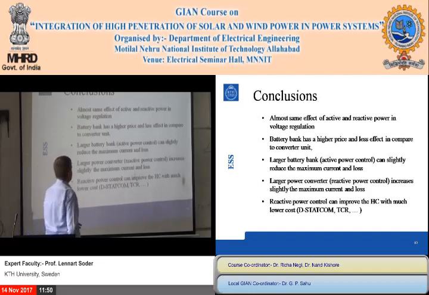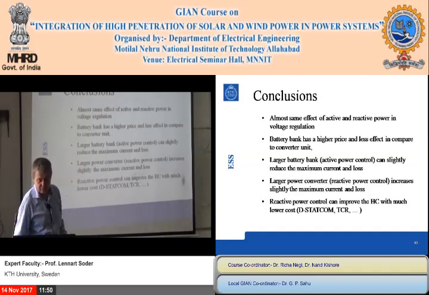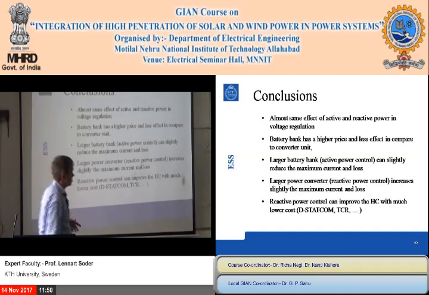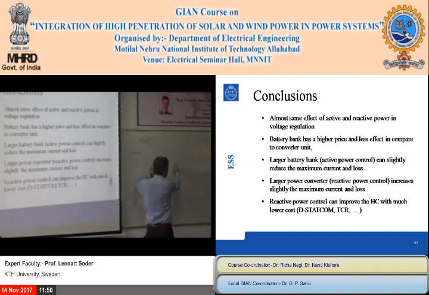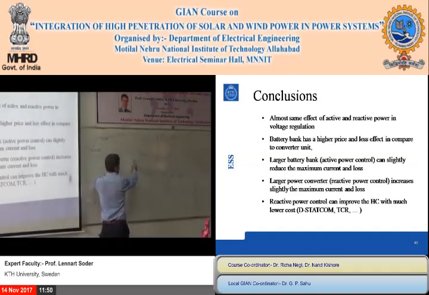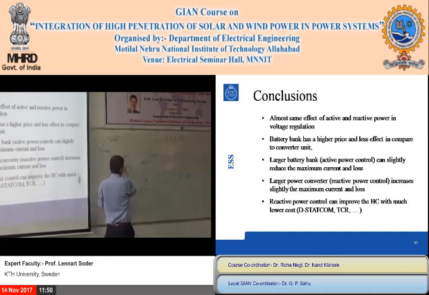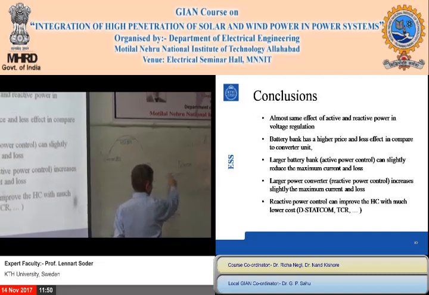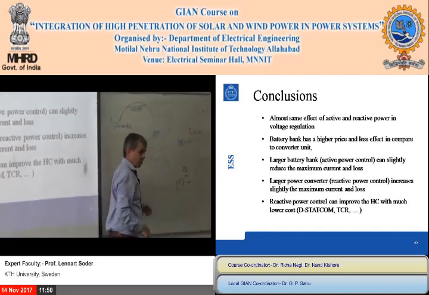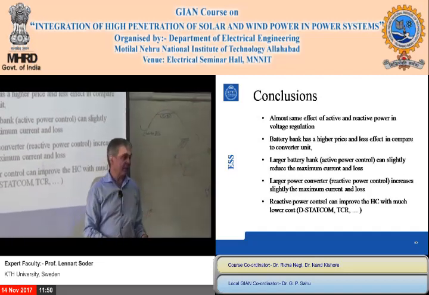A larger power converter increases slightly the maximum current and the loss. I didn't talk so much about this maximum current, but you have the battery out here, and then the current changes here. That means, of course, that if the current is changing here because of reactive power, you have more current here. And if you have more current here, this is what creates the losses.